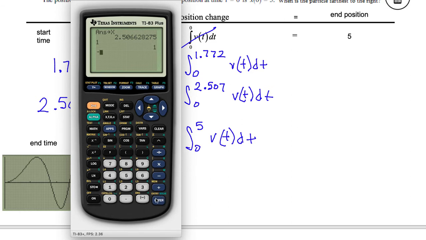So if I hit second answer, there we go, my answer is 1. How do I get back to 2.506? Alpha x, and I hit enter. Alpha x now stores the value 2.507. So that is how you store the value.